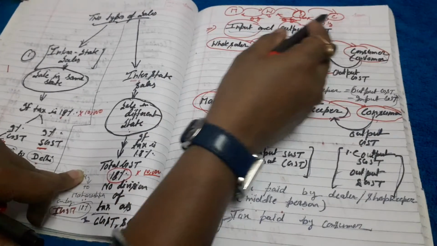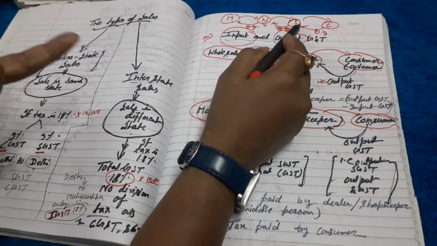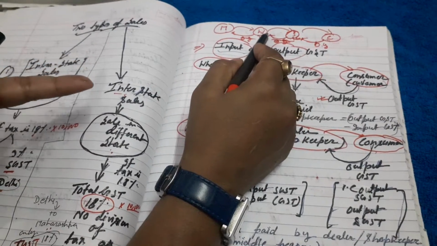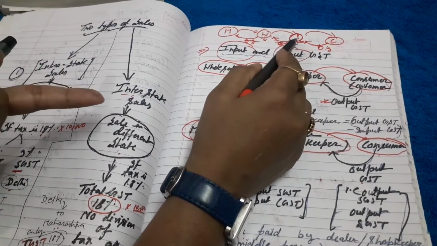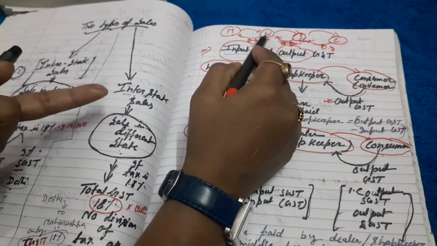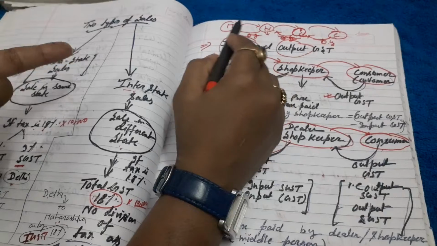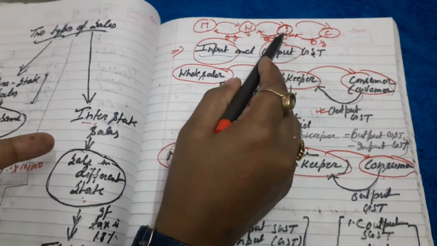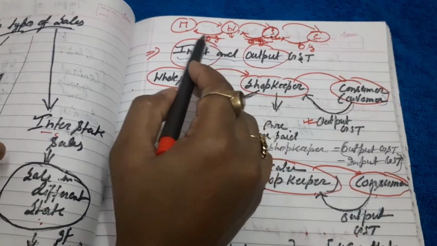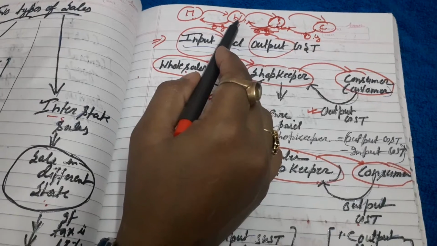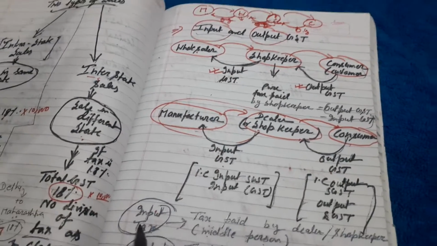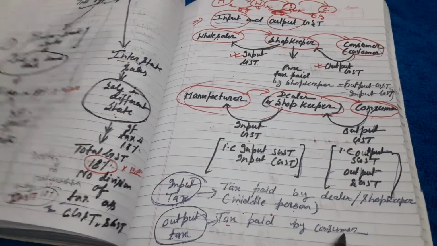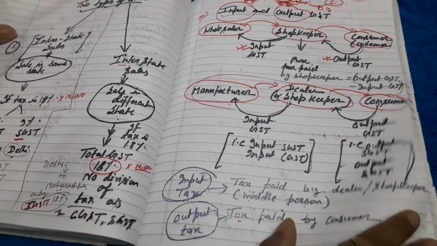Similarly, if 4 persons participate in selling, and we are discussing the shopkeeper, it means this is the middle person, so here is output GST and this will be input GST. We will subtract these two values to get the net tax paid by the shopkeeper. If the question asks about the wholesaler, who is between the manufacturer and the shopkeeper, what is the net tax paid by the wholesaler, then we find the tax paid by the shopkeeper, this will be the output tax and this will be input tax. So we subtract to get the net tax paid by the wholesaler. That's why I have written here: input tax, tax paid by the dealer, shopkeeper or the middle person, and output tax, tax paid by the consumer, that is the last person, the customer.